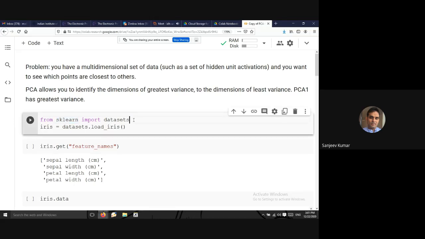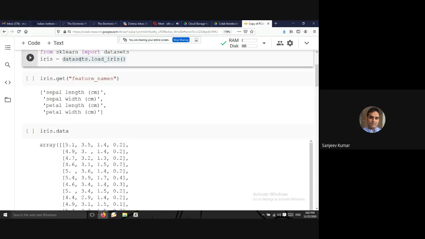Here I am importing datasets, and from datasets I will import iris. So I will load iris in my code. The data set name is iris. There are many data sets in sklearn too, just for experiment purposes. Already some benchmark data sets are there. So I have imported this data set with the name of iris in my code.